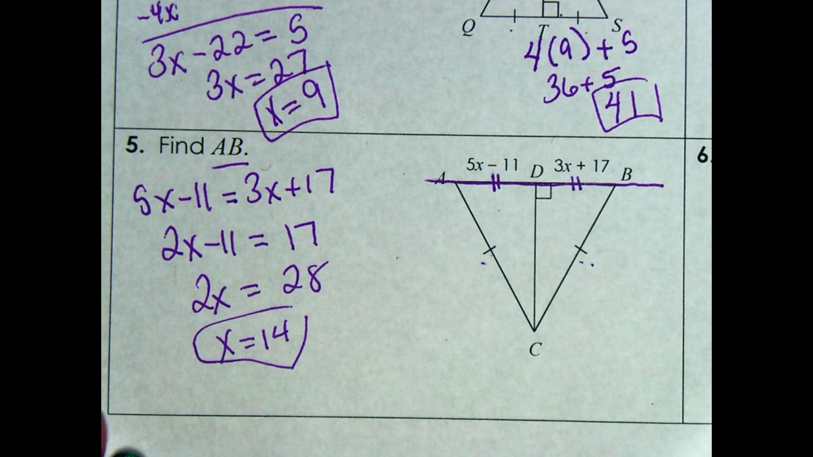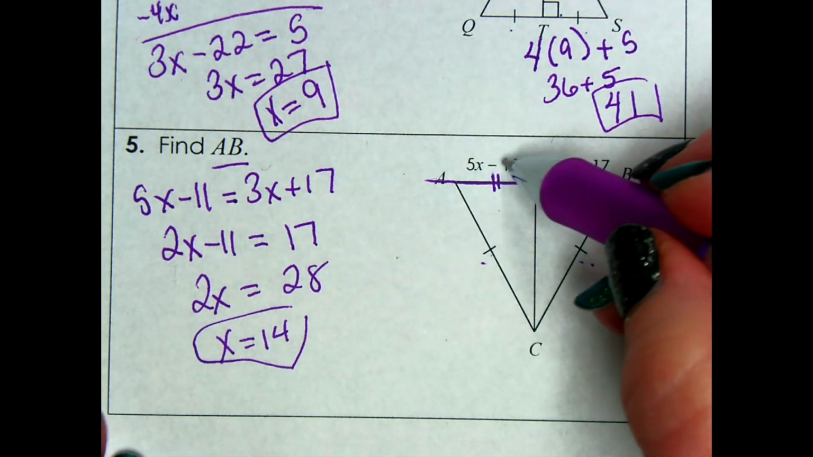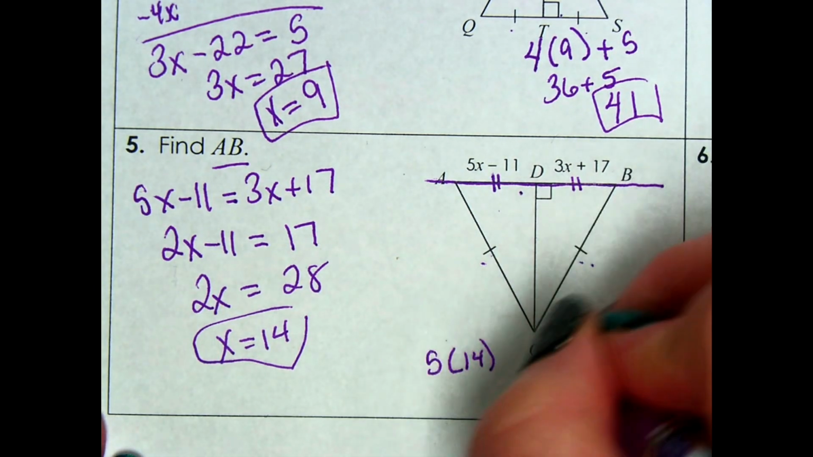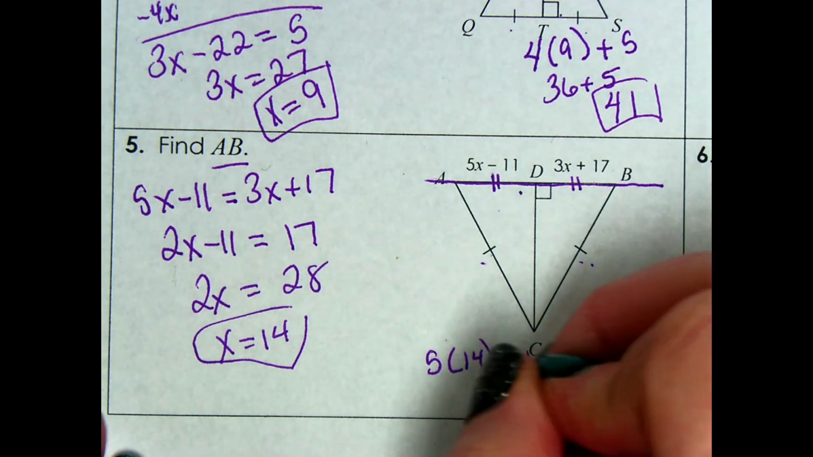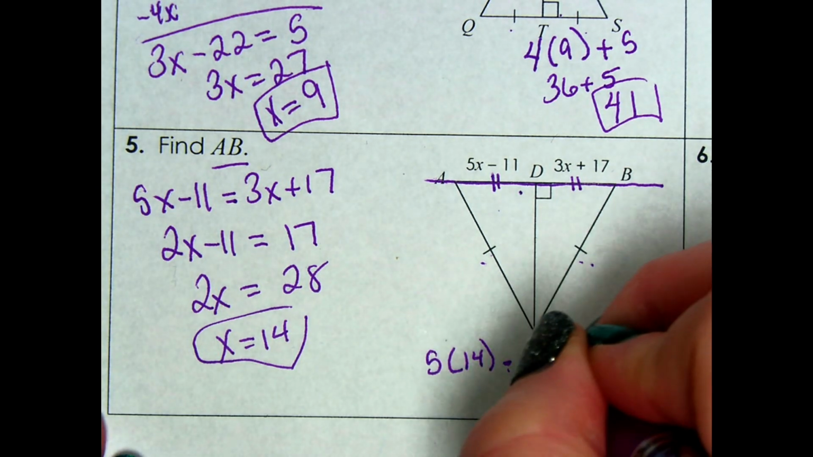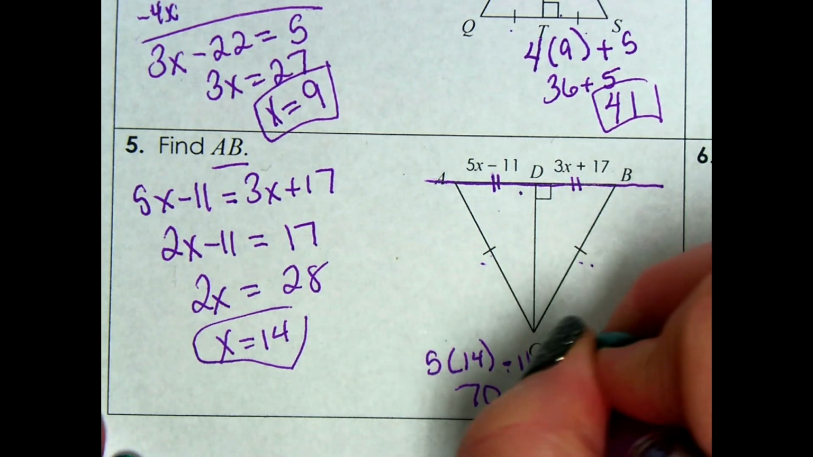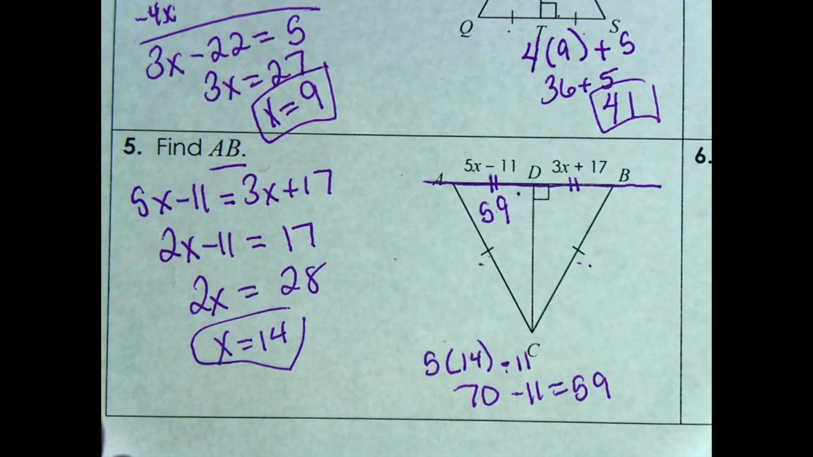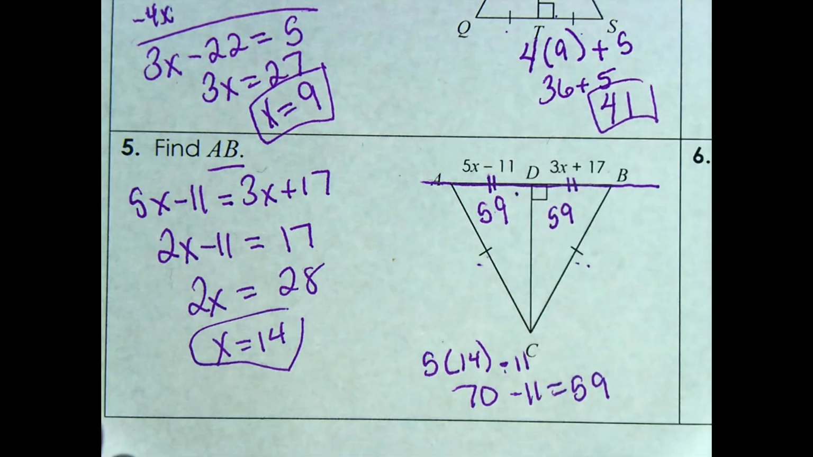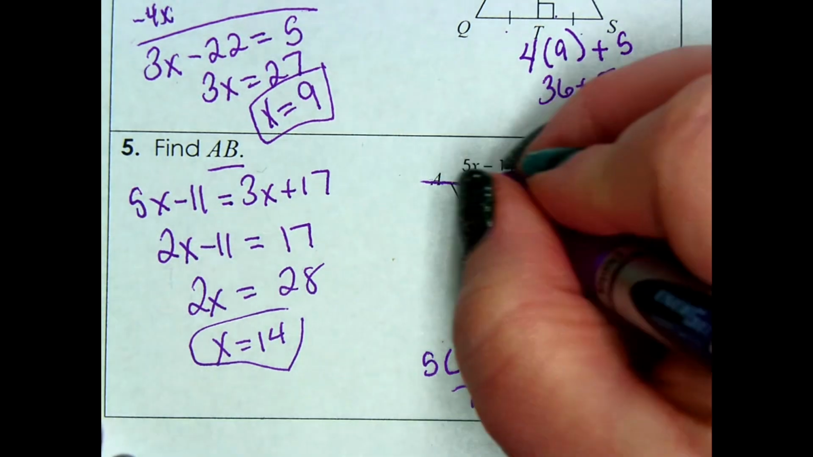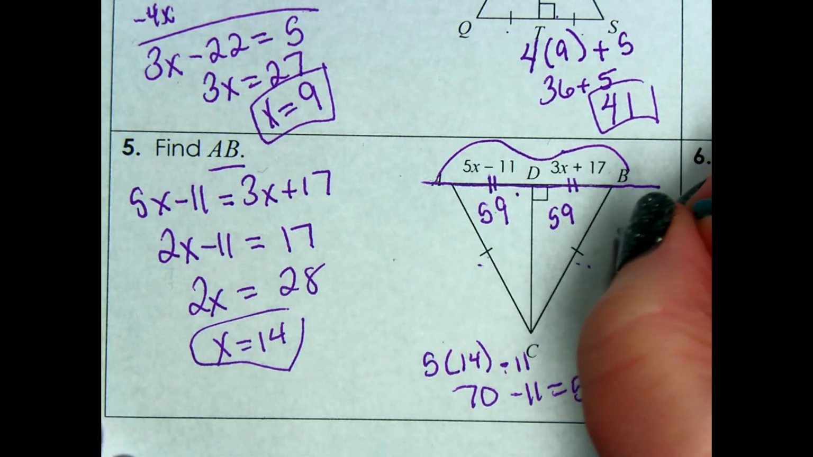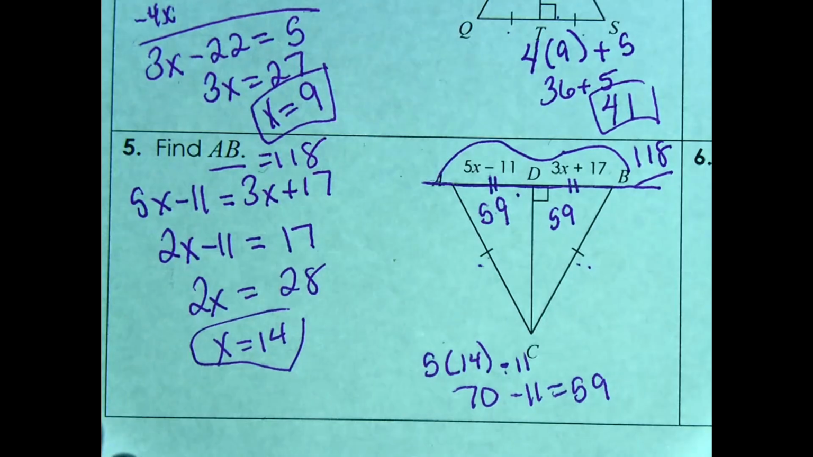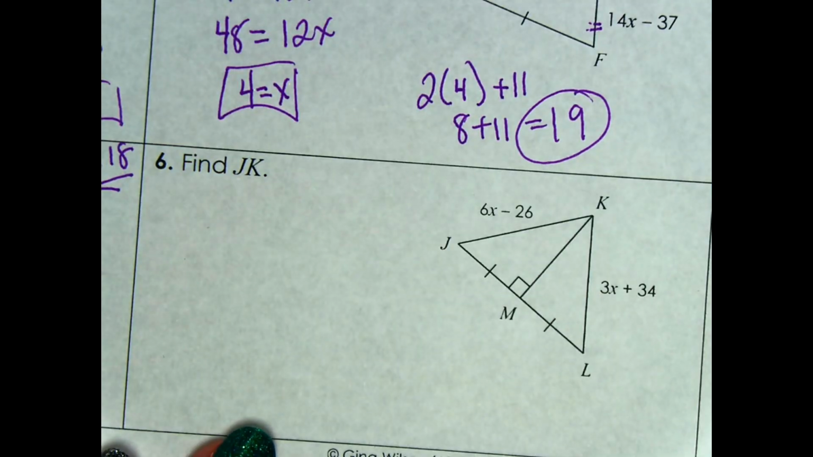So I have options here. I can substitute into AD into one side, and I get 5 times 14 minus 11. So that is going to be 70 minus 11 is 59. So if I know that this side is 59, then I know that this side is 59, and 59 plus 59 will be 118. So AB is 118. Please take a moment and find the answer to question 6.